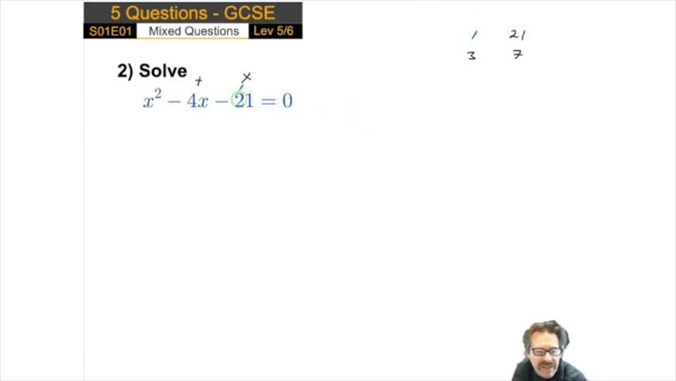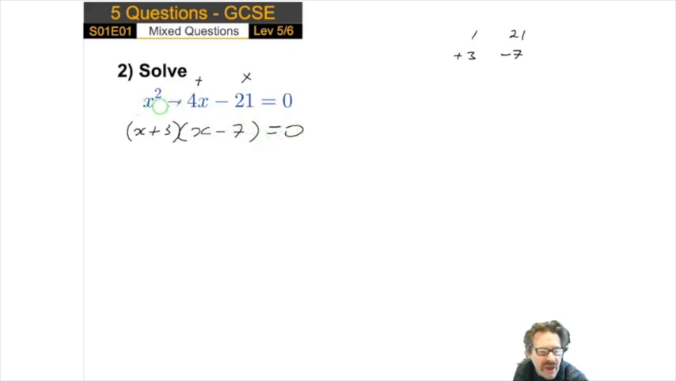So these are my only options. They've got to multiply together to make negative 21, so one must be positive, one must be negative. And they're adding together to make negative 4. So obviously it's going to be these. Negative 4, so it's going to be minus 7 plus 3. So it's going to be x plus 3 times x minus 7.